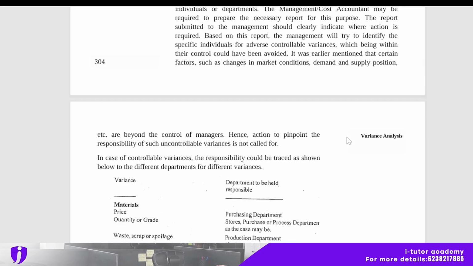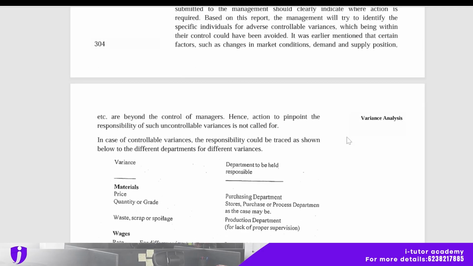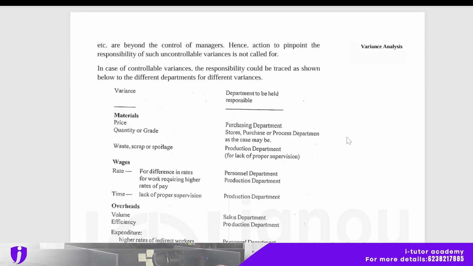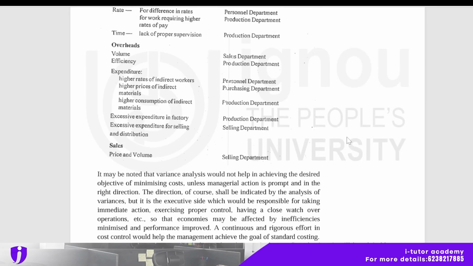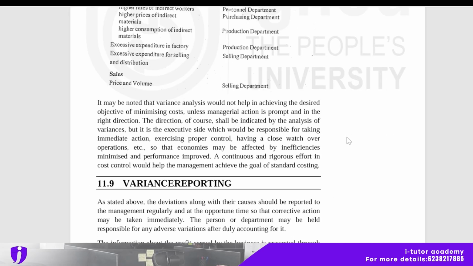It was earlier mentioned that certain factors such as changes in market condition, demand and supply position, etc. are beyond the control of managers. Hence, action to pinpoint the responsibility for such an uncontrollable variance is not called for. And in case of controllable variance, the responsibility could be traced as shown below to the different departments for different variances, and variances and the department to be held responsible. And it may be noted that the variance analysis would not help in achieving the desired objective of minimizing cost unless managerial action is prompt and in the right direction.